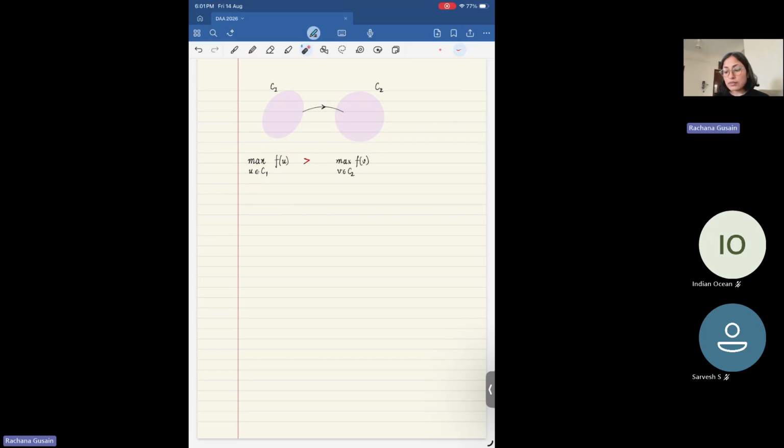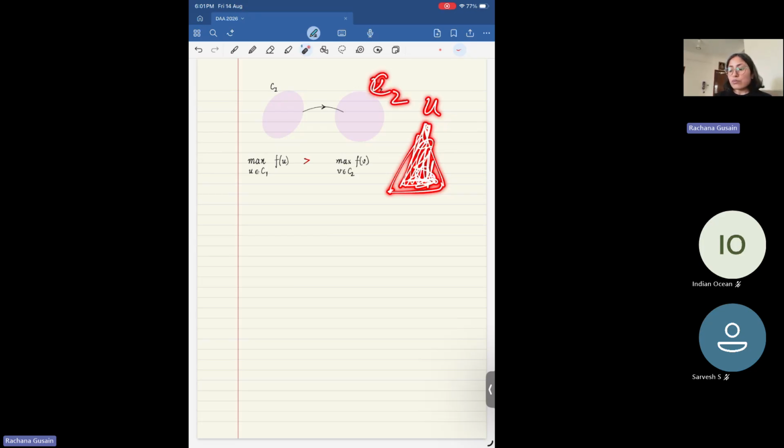The other case is, what if I start DFS from a vertex in C2? So let's say now U belongs to C2. In that case, when I do DFS from U, where U is in C2, I'll only be able to traverse the vertices which lie in C2 because there is no way for me to go to C1. Okay, so I'll have one DFS tree which will have all the vertices from C2.